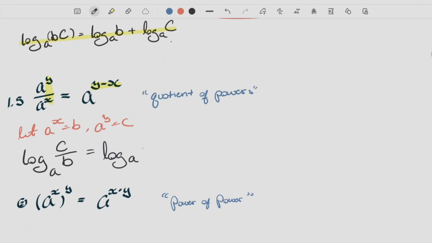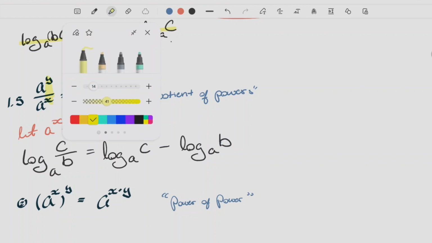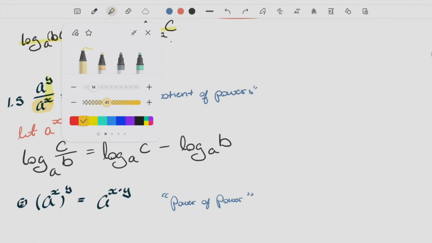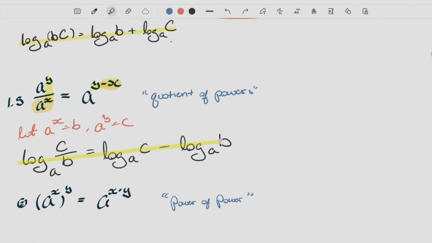Log base a of c minus log base a of b. Because which exponent are we subtracting? What's being subtracted is what's being divided. So a to the x is what's fueling our subtraction. So we're subtracting our x. This is our value x. And that's all there is to it.